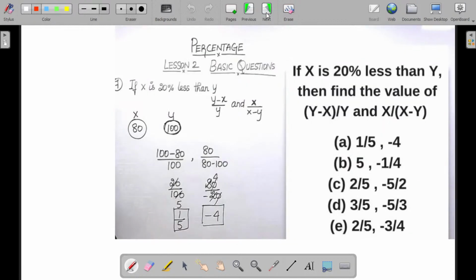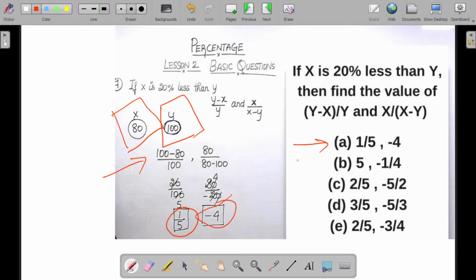Simple. So you have to consider in such cases, if 20% less than y, the y value you consider as 100 and the value of x is 80, right? So y minus x, here you will get 1 by 5 and here you will get minus 4, so the correct option is A. Okay.